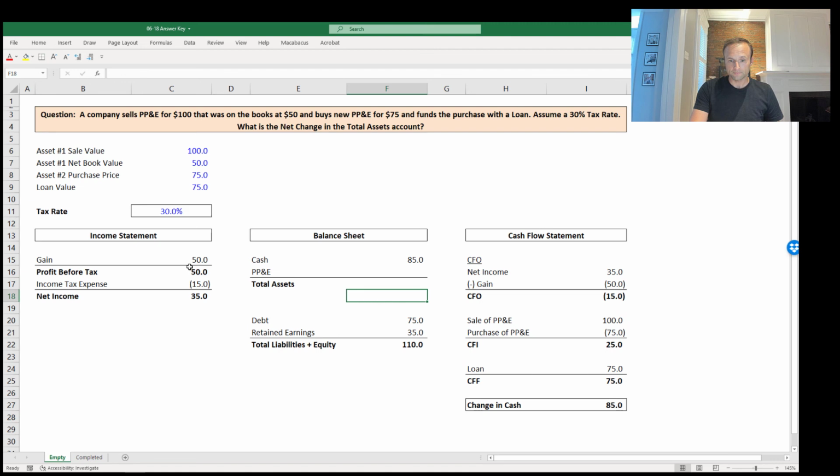Let's see here. So for PP&E, we sold $50 worth of assets. We have negative 50. Actually, I can just pull this from above. So negative 50 of net book value that's gonna go away. But then we purchased a new $75 piece of equipment, piece of PP&E. So the net impact of PP&E was $25. We're gonna sum this up, and sure enough, after completing step four, the balance sheet balances, which means we're done with the question. And in fact, the answer to today's question was $110 is the net change in the total assets account.